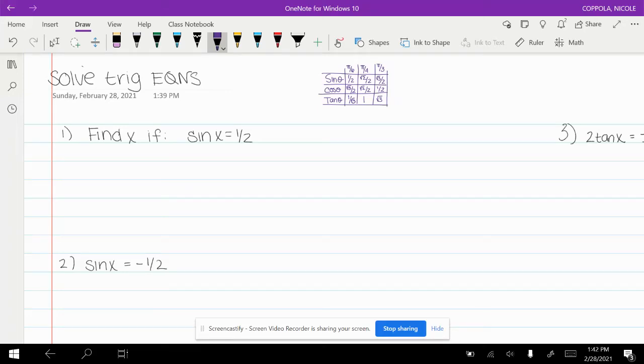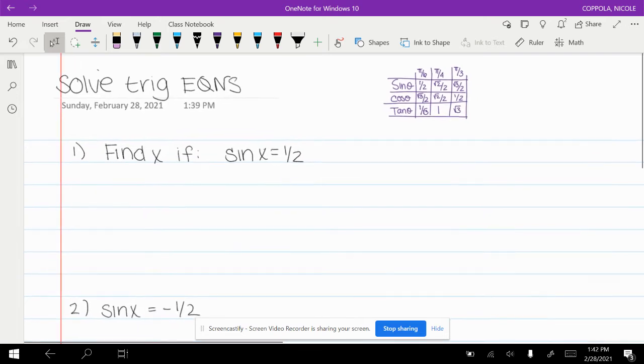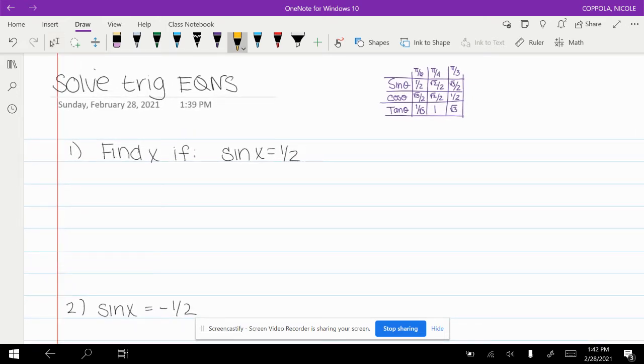Hey guys, so here what we're going to be doing is looking at solving some very simple trig equations. For all of these trig equations, we would like to find x if x is between 0 and 2 pi. So we will be solving in radians.